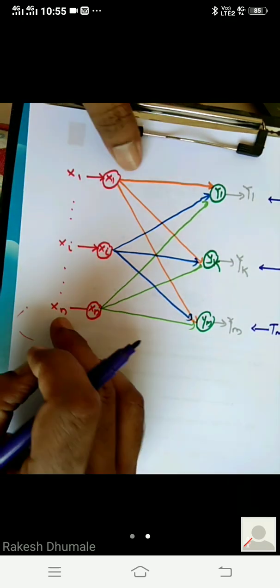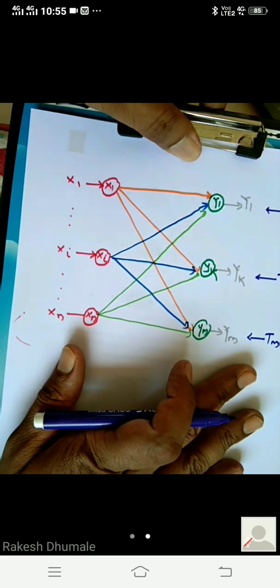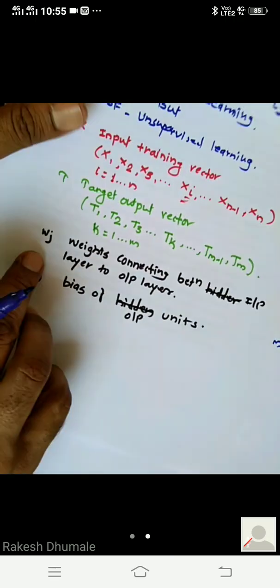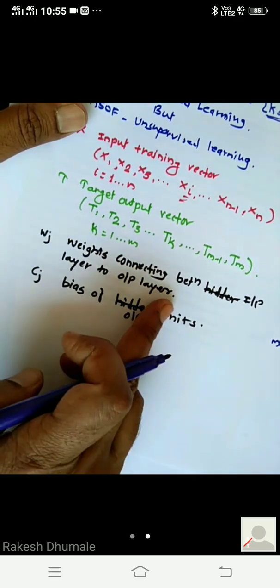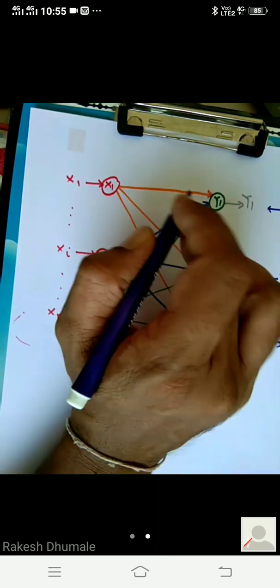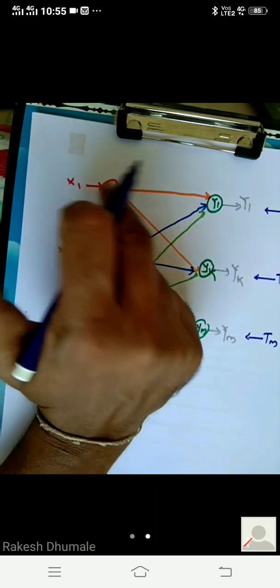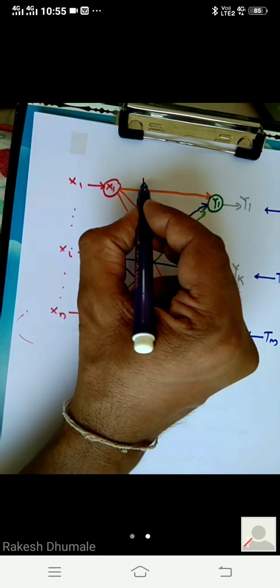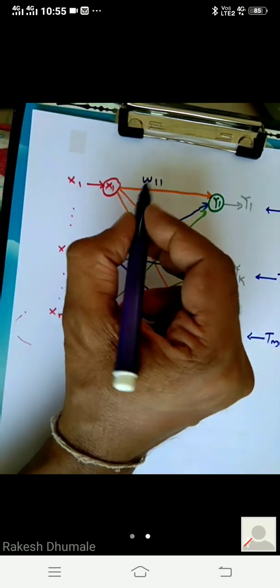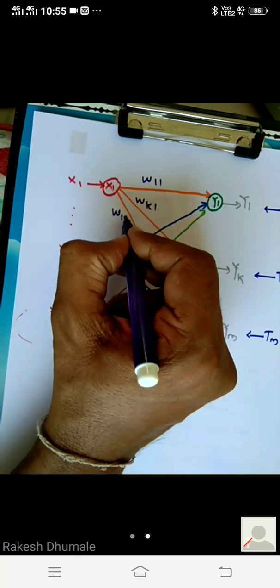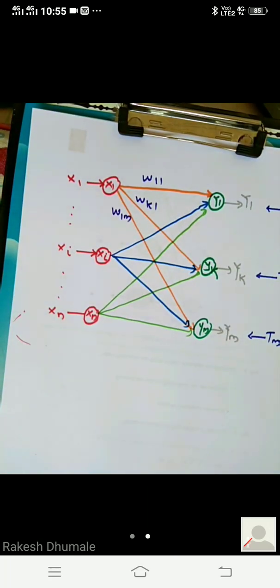Now here these are the input nodes, this is the output node. Then there are weights of connections, as I said. I will show here these weights connecting the input layer to the output layer. So from x1 to y1 it is written as w11, then wk1, then wm1. So these are the weights of connection.